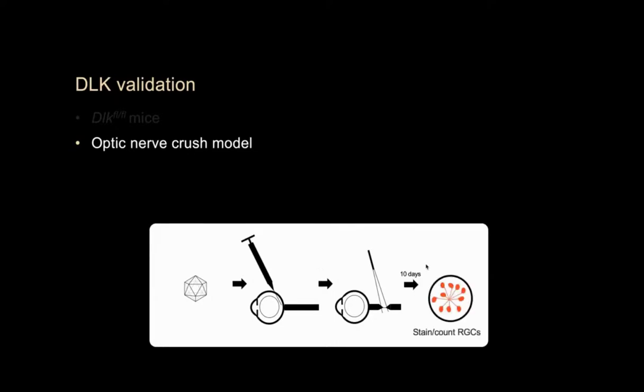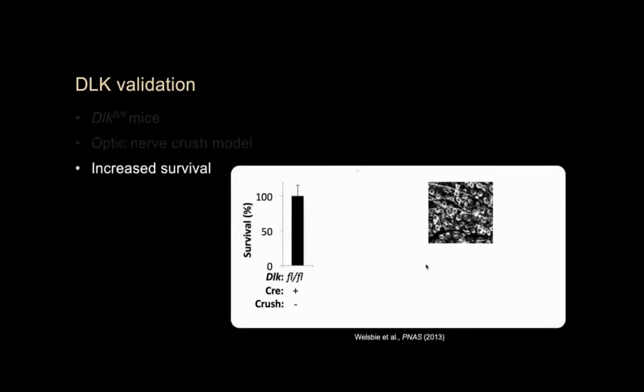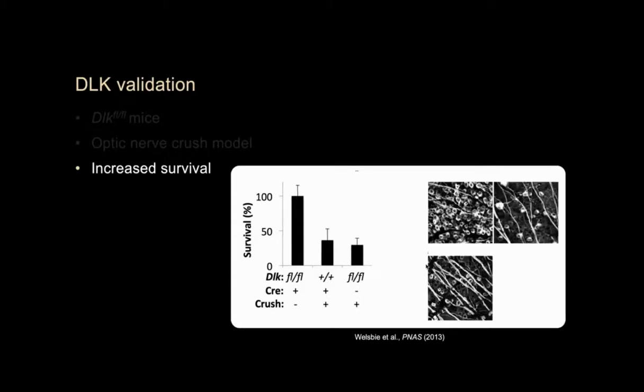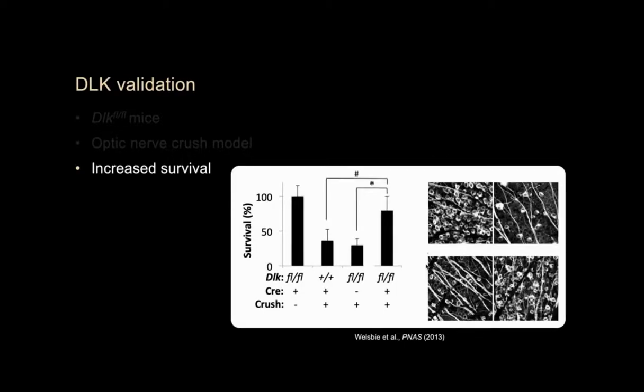After 10 days, given that you've now injured the axons of the retinal ganglion cells, you'll see death of retinal ganglion cells. We quantify that by staining flat mounts of retina and then doing automated image analysis. Shown here is a retinal flat mount that's been stained for retinal ganglion cells, and it's replete with the normal population of retinal ganglion cells. 10 days after crush in control mice in which DLK is present, you see the typical 2/3 loss of retinal ganglion cells. However, in mice which carry the floxed DLK allele, the addition of CRE quite robustly increases the amount of survival that you see 10 days later.